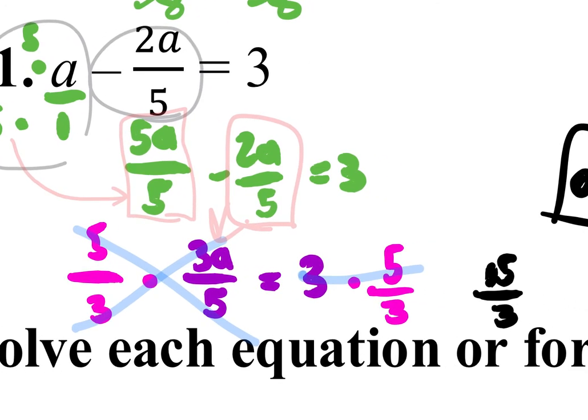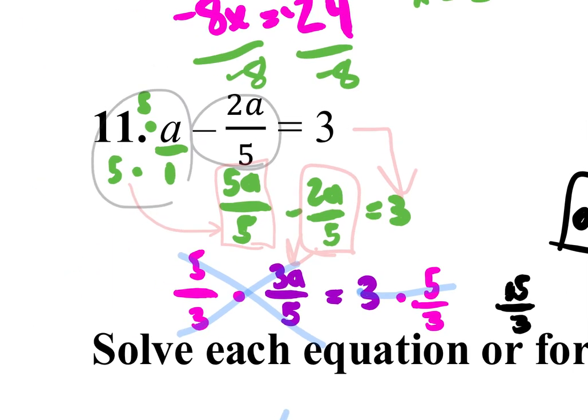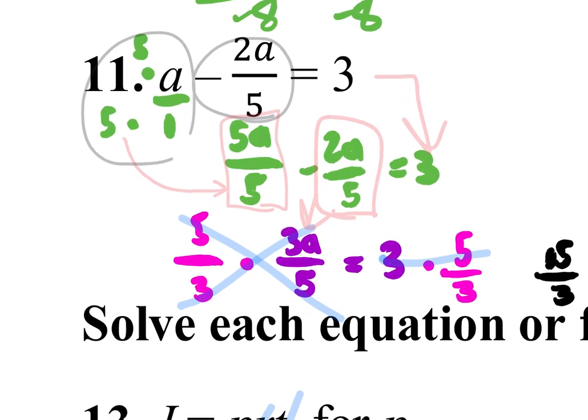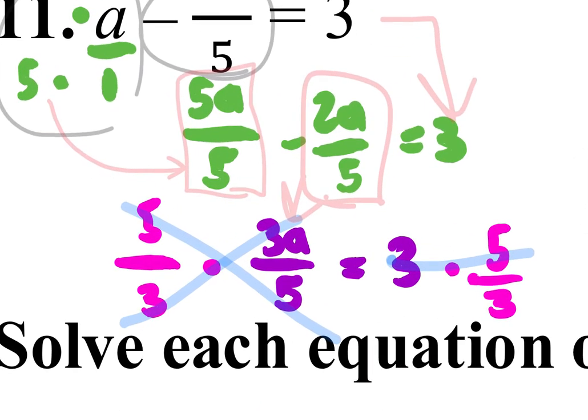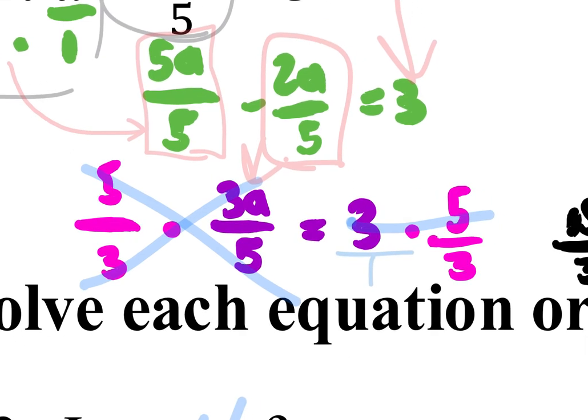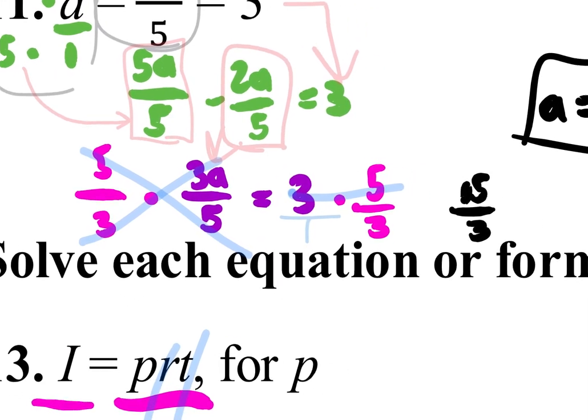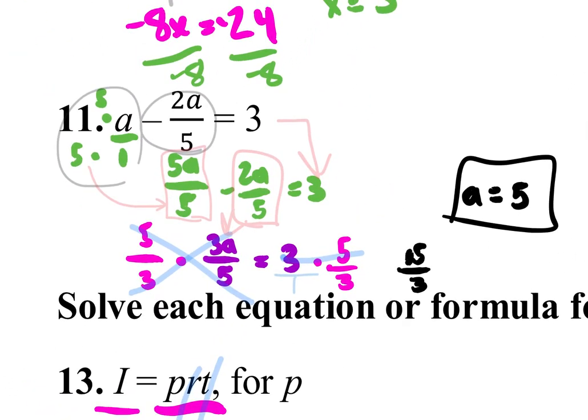Now notice how nothing happened on the other side where that 3 is, because I didn't do anything in terms of adding 2a over 5 to both sides or anything. I just combined like terms. And once I did 5a minus 2a to get 3a over 5, then I multiplied by the reciprocal on both sides, and that allowed me to get 15 over 3 to get a is equal to 5.